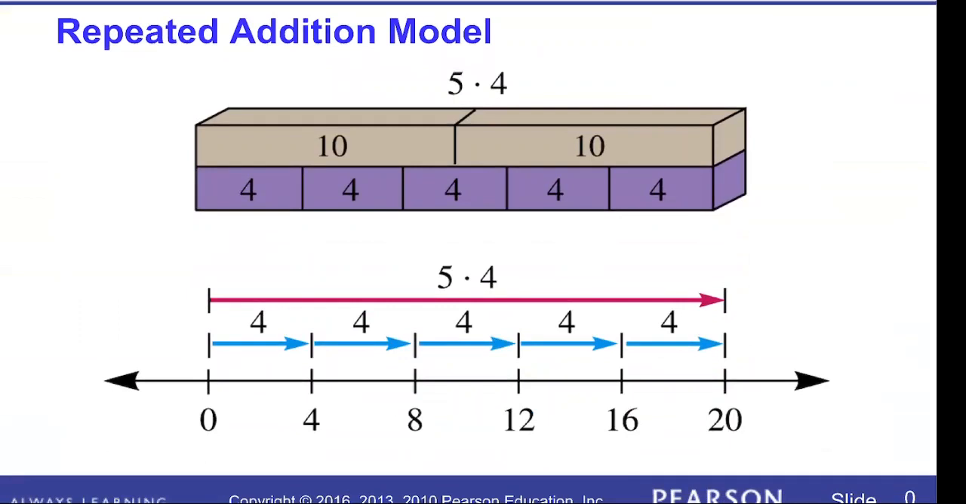Here's another model. I don't have these, but number lines are nice. So here's 5 times 4. You may have seen it as, okay, let's just do these groups of 4. We got 5 of them. We end up at 20.